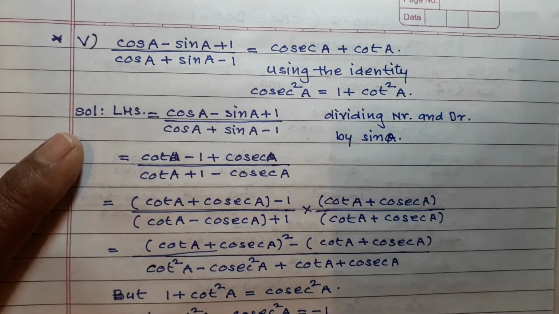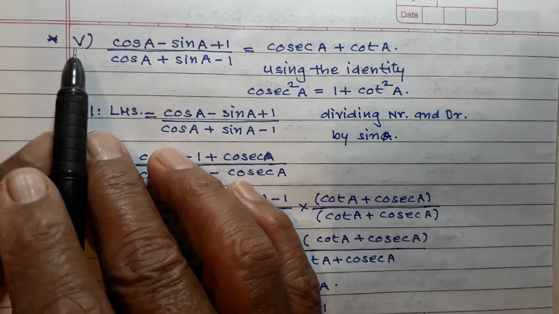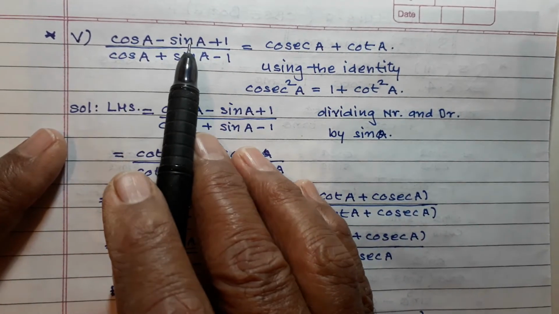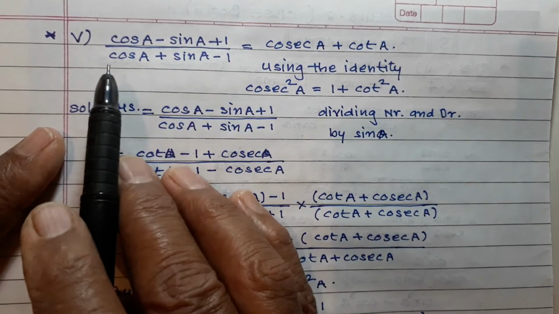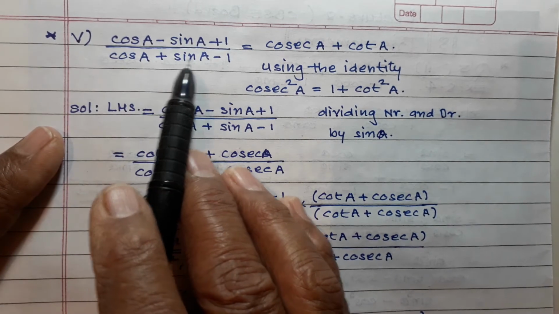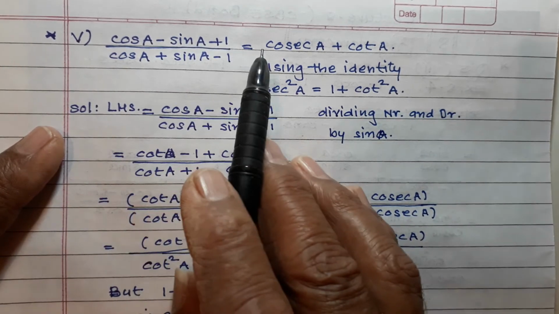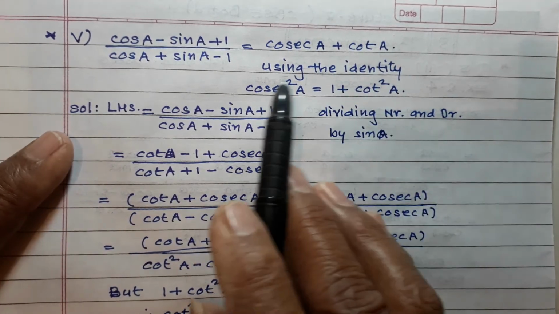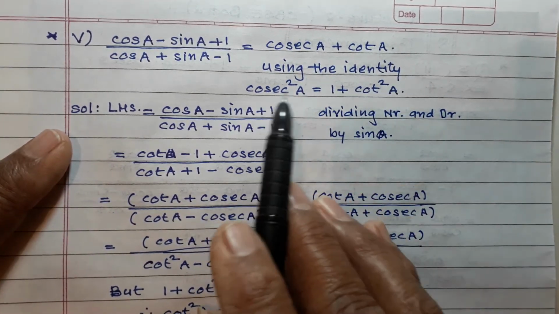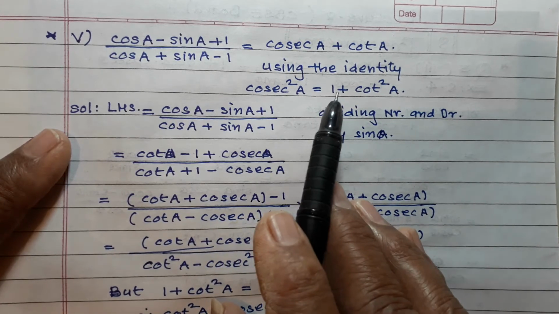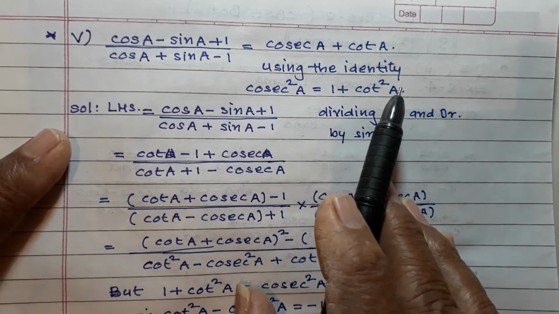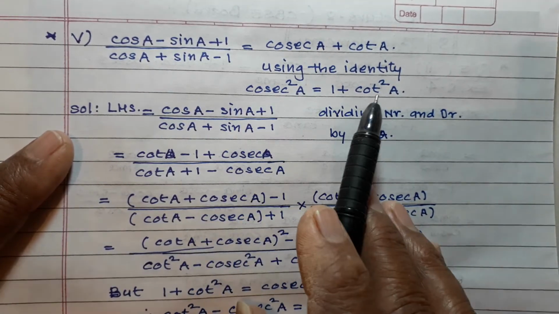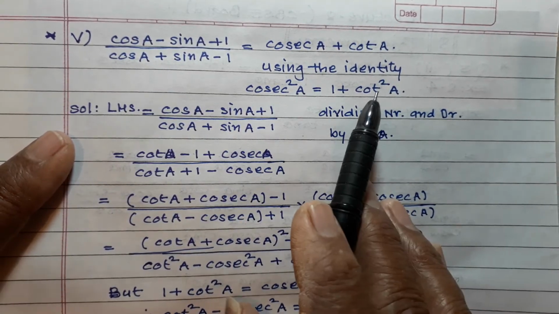Question number 5. Now this question is also important. Prove that (cos A minus sin A plus 1) upon (cos A plus sin A minus 1) is equal to cosec A plus cot A, using the identity cosec square A is equal to 1 plus cot square A. So to prove this you use this identity.